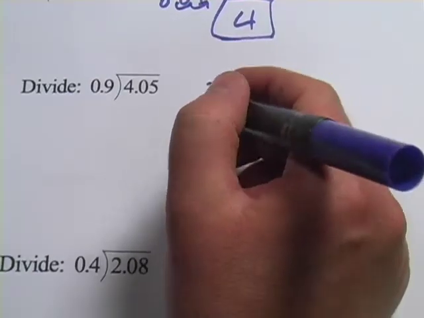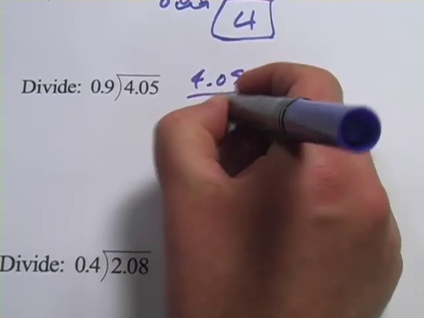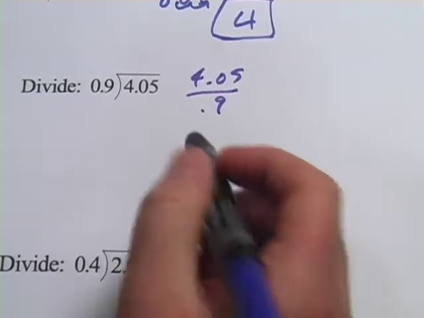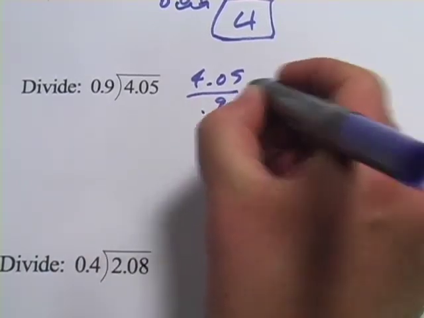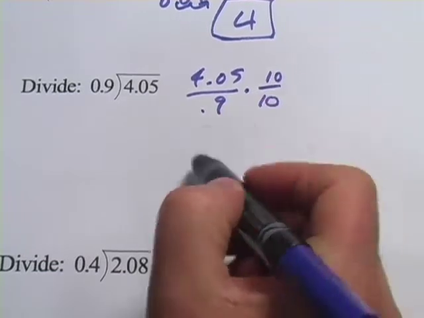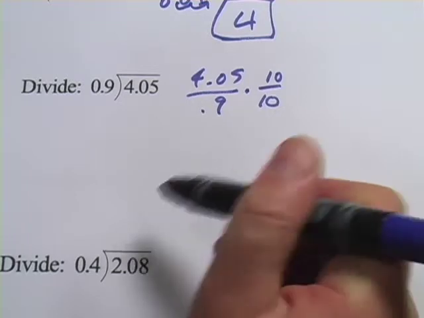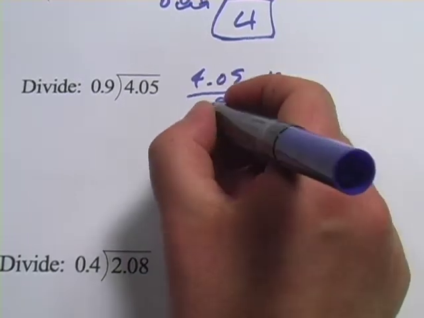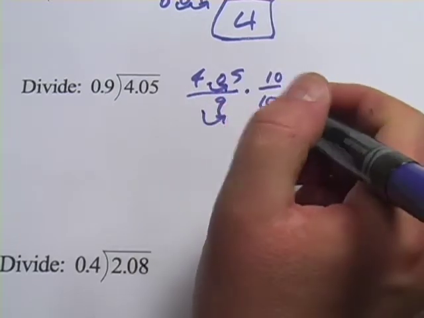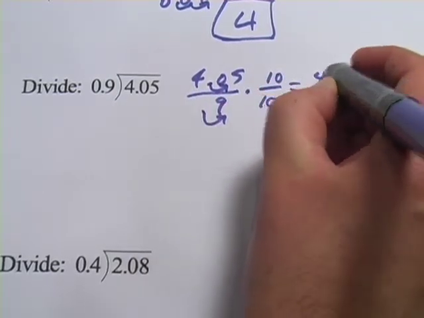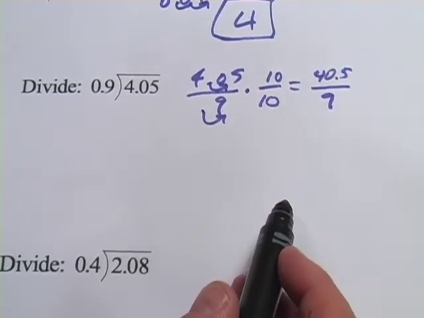We got 4.05 divided by 0.9. Now this thing you want to divide by, we want to make that a whole number. So I'm going to multiply this by 10 over 10. The reason I chose just 10 is because I see that if I move the decimal point just one place, it'll become 9. So I'll do that. There's 9 on the bottom. This one becomes 40.5. And now we have a different problem. We have 40.5 divided by 9. It's really an equivalent division problem, so the answer is going to be the same.